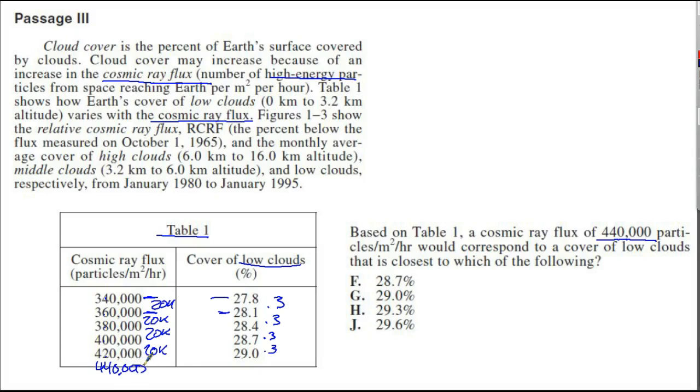And if we're looking at increasing by 0.3 each time, our next one should be 29.3, which makes H make the most sense.